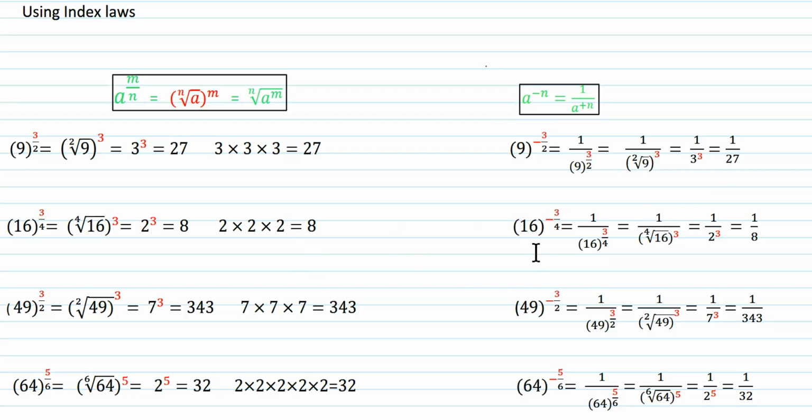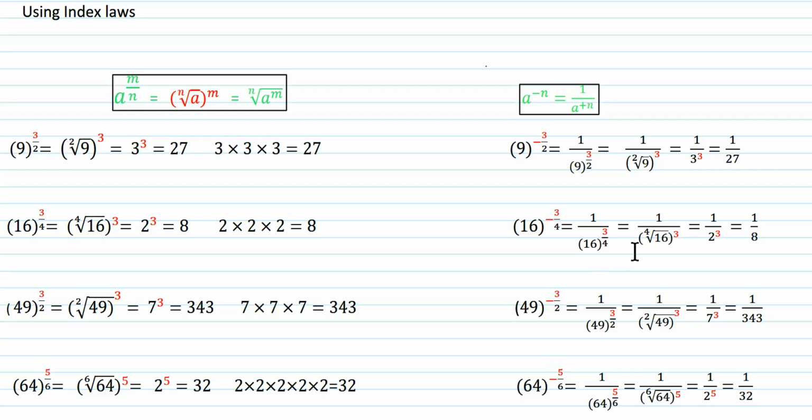Again, we have 16 to the power minus 3 over 4. Here it was plus 3 over 4. Because we have the negative, we put the whole thing under 1, and this negative changes into a positive. Now we've got 3 over 4.